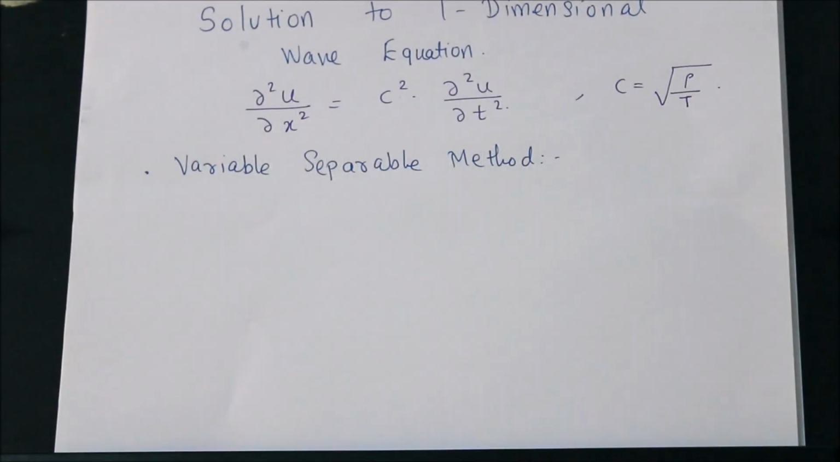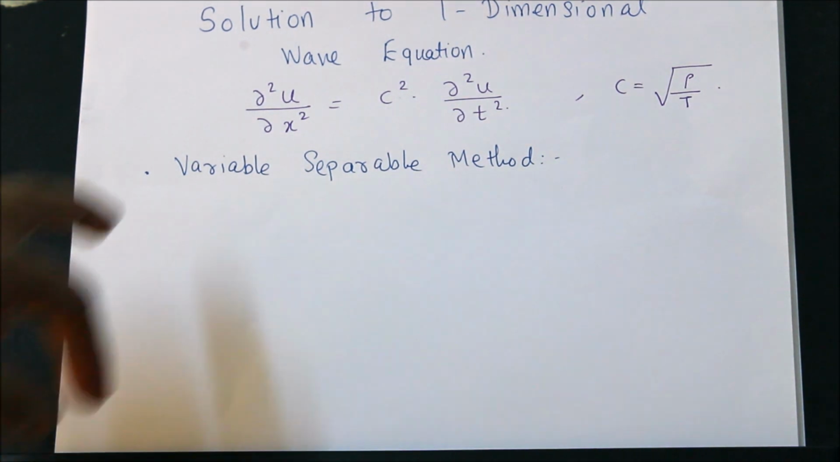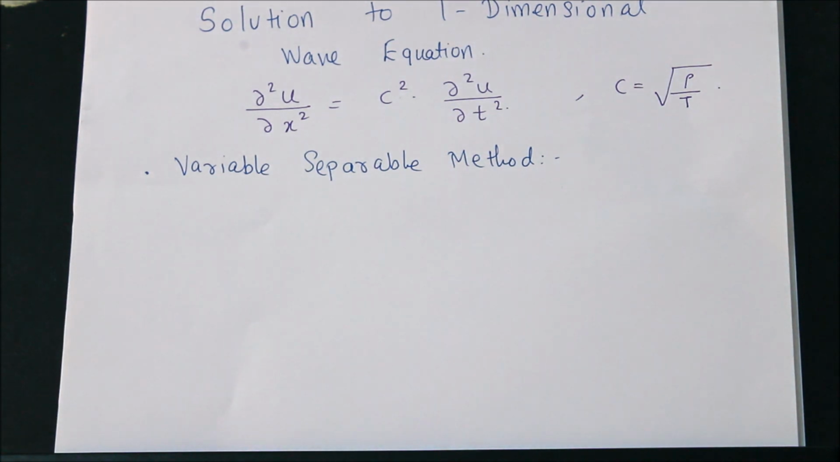Hello everyone. So in today's video we will talk about how to find the solution of a one-dimensional wave equation. In the previous session we saw how to model this differential equation, and today we are going to find the solution of this differential equation. The method we are going to use is the variable separable method. The idea is the same which we did for the solution to the one-dimensional heat equation or the diffusion equation, so we are going to apply the same idea over here as well.